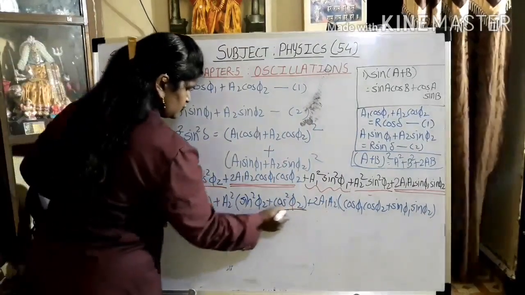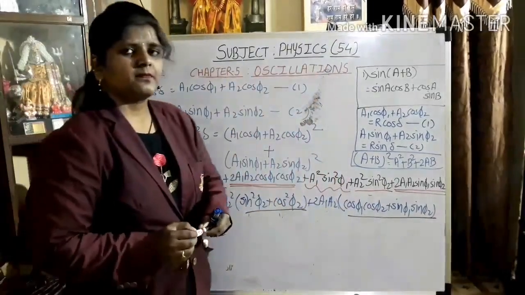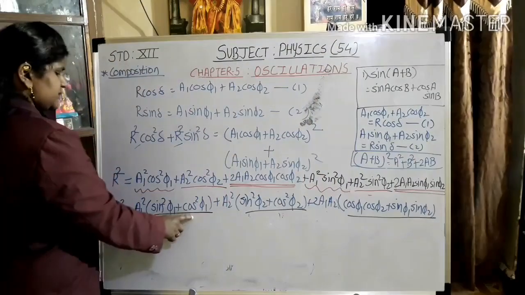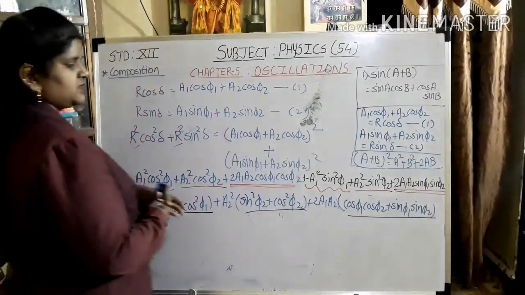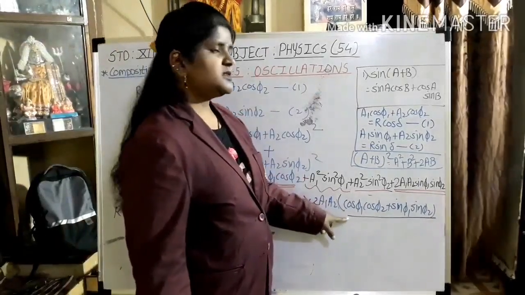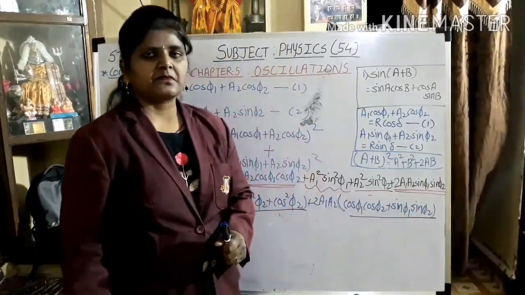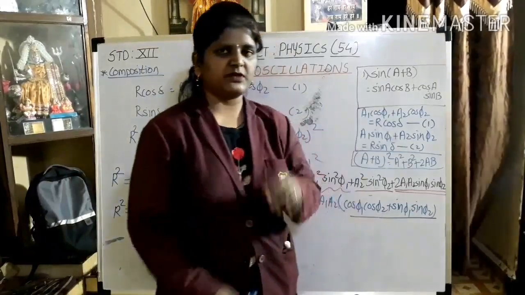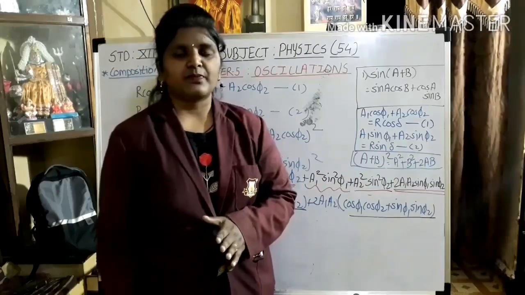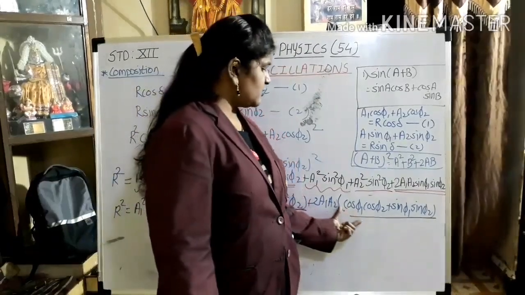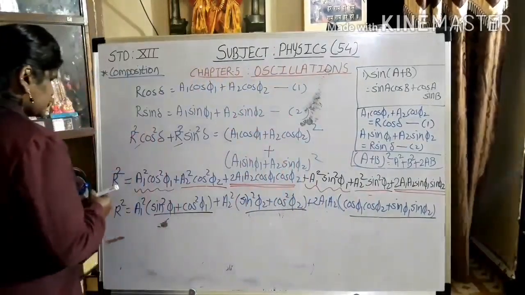Now what? Some trigonometric formula has to be used. This becomes 1, this becomes 1. But what happens over here? In the same way, there is a formula for cos A cos B plus sin A sin B. What is this? It is not sin of A plus B. Then what is that? It is nothing but cos of A minus B. Cos of A minus B is nothing but cos A cos B plus sin A sin B.